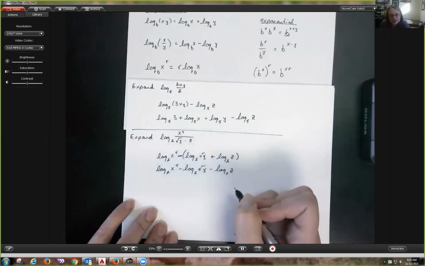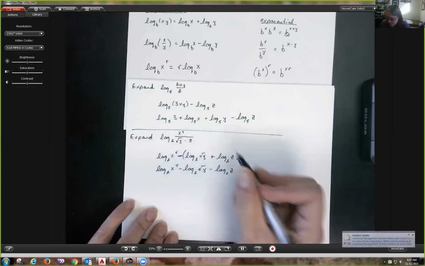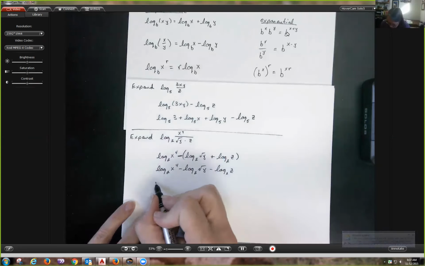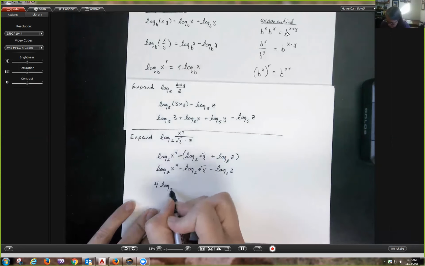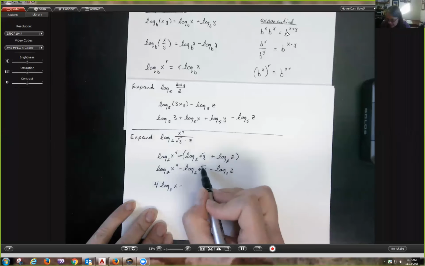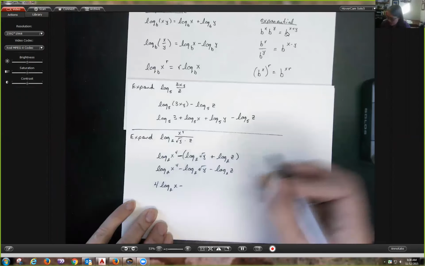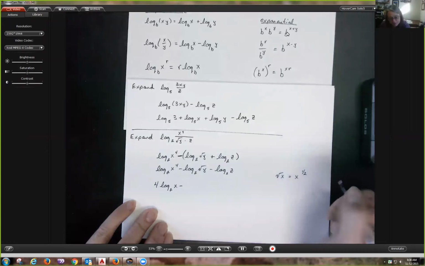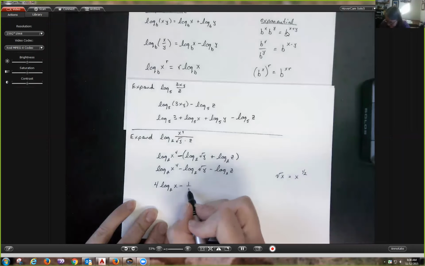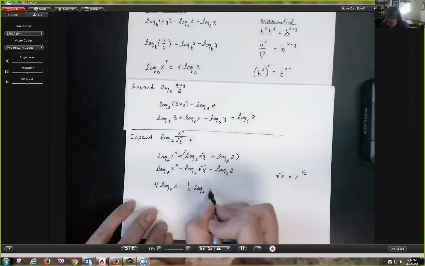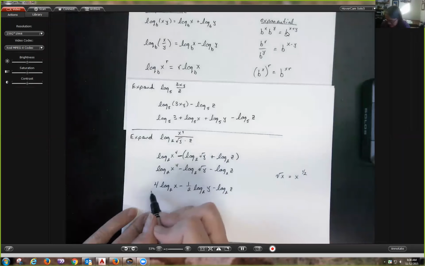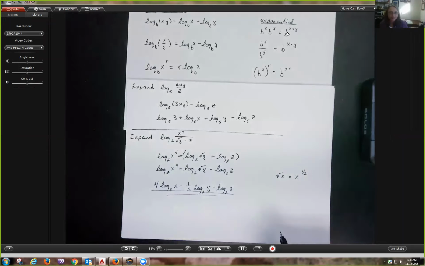And now we're not quite done. We have some exponents inside our logarithm, so we're going to apply this last rule. And this is going to be 4 times the log base 2 of x minus... Now in order to do this one, you need to remember that the square root of anything is equal to that anything to the 1/2 power. So this is minus 1/2 log base 2 of y minus the log base 2 of z. And that is the expanded form. Hope this makes sense.